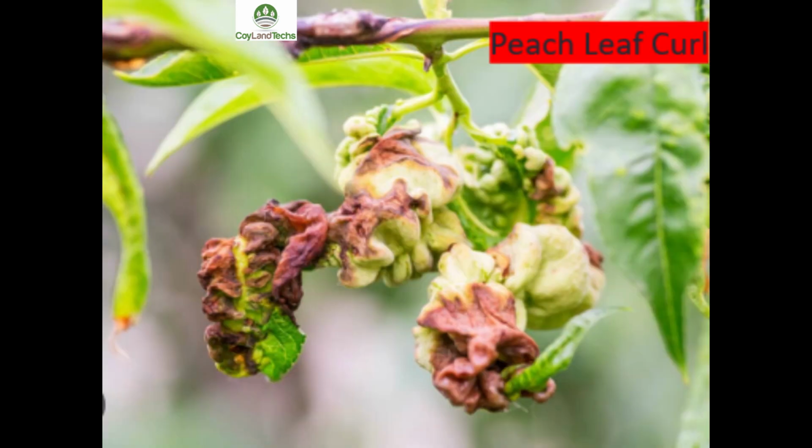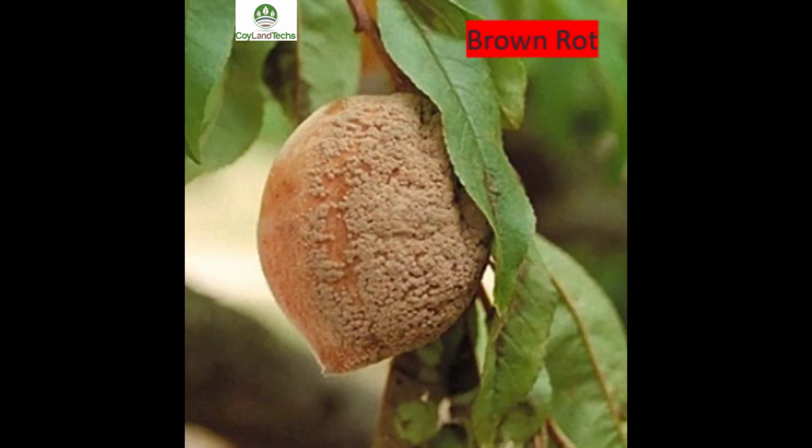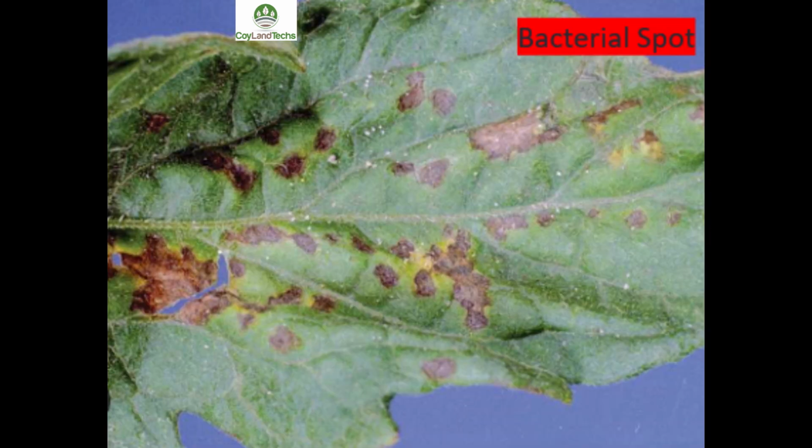Common pests and diseases affecting peach trees include peach leaf curl, brown rot, and bacterial spot.